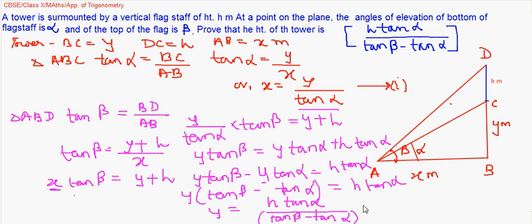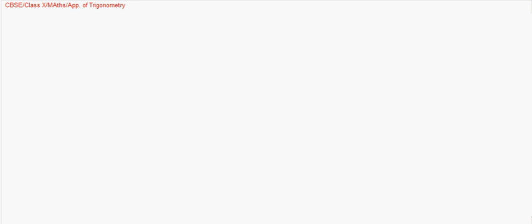This is what we were supposed to prove here. So we got the height of the tower, which is represented by y, as h tan alpha by tan beta minus tan alpha. Hope you got this and followed it correctly. Now I move on to another question.